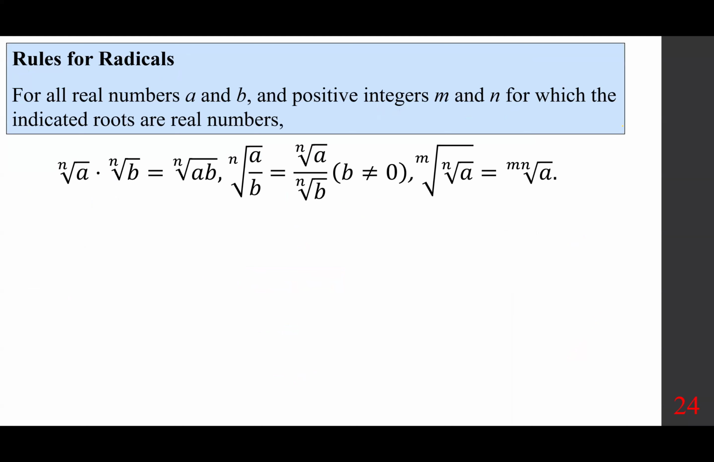For all real numbers a and b and positive integers m and n for which the indicated roots are real numbers, here's the case. If you are multiplying, you can put them under the same radical. The nth root of a times the nth root of b, the product, is the nth root of ab. The ratio is the same thing. You can go, by the way, from left to right or right to left. Needless to say, the denominator can never be 0. That's why b can't be 0. And if you're taking a root of a root, you can multiply the indices m by n and get a new index.